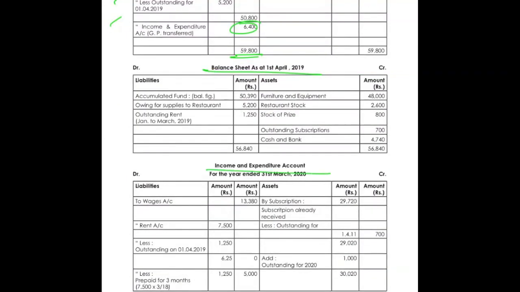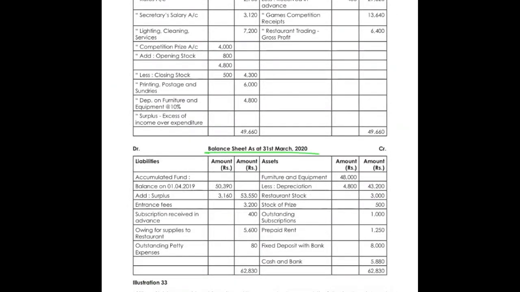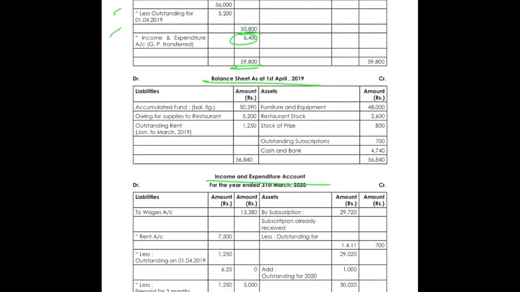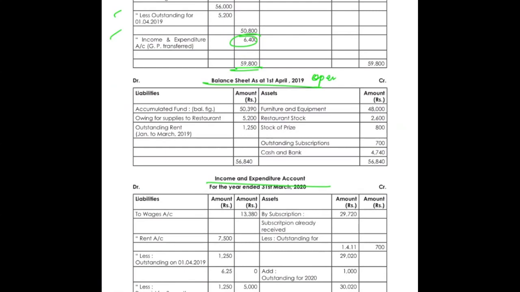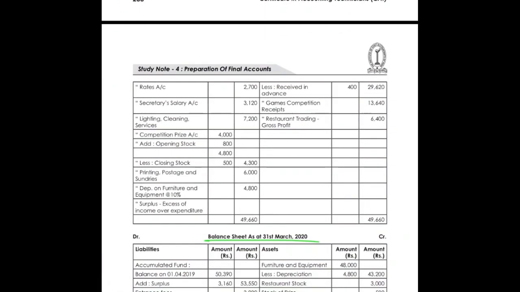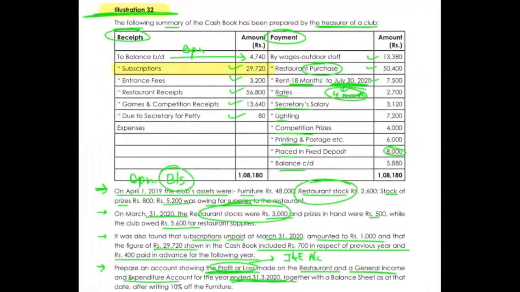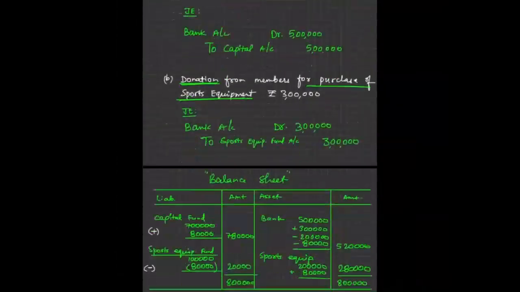We also have our balance sheet. We have our income and expenditure account, and we have the closing balance sheet. This was the opening balance sheet. So do we need to prepare the opening balance sheet also? Yes, to find out the balancing figure of the accumulated fund. Okay, so that is all. Let's start with the question. All things we need to prepare simultaneously.